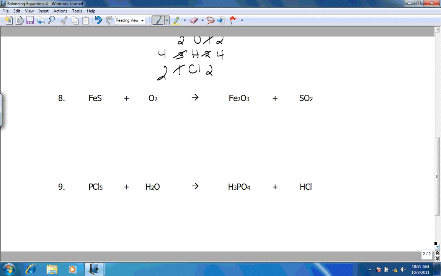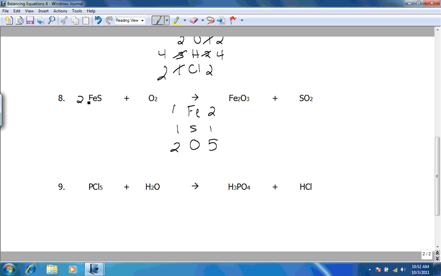Alright, number 8, we have Fe, we have iron, sulfur, and oxygen. 1 iron on the left, 2 on the right. 1 sulfur on the left, and 1 on the right. Oxygens, we have 2 on the left. We have lots of oxygens on the right. We have 3 here and 2 here. We have 5 oxygens on the right. Alright, so let's get started. We have 2 on the right.